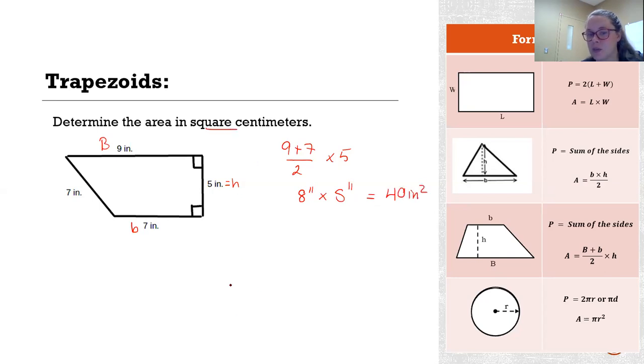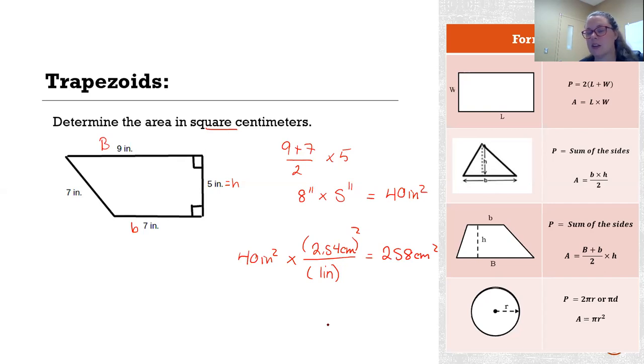Now I want square centimeters, so 40 inches squared, use our fraction method, so 1 inch is going to go on the bottom, and then 2.54 centimeters goes on the top. It's squared here, so again, we're going to do a squared conversion, so that makes everything in here squared. So 40 times 2.54 squared leaves us with 258 centimeters squared.